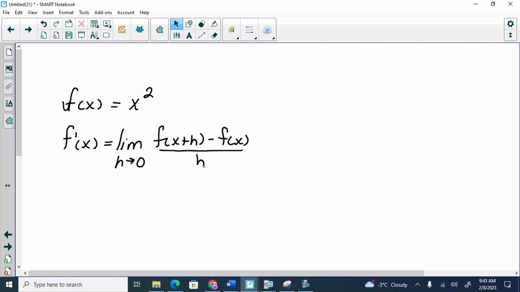Off to the side, I always find my f of x plus h. So I get x plus h squared, which gives me x squared plus 2xh plus h squared. Because the 2 on a binomial screams FOIL every single time you see it. I wish it popped up on the page and was like, FOILing, distribute, skip 3 terms. Wouldn't it be nice?